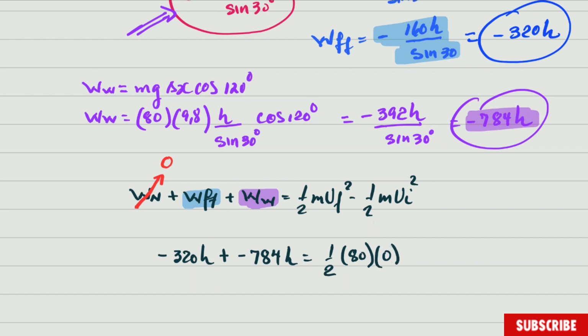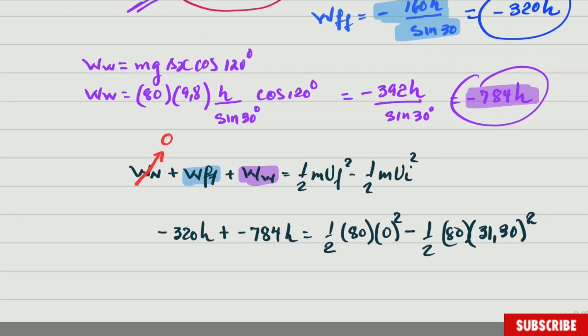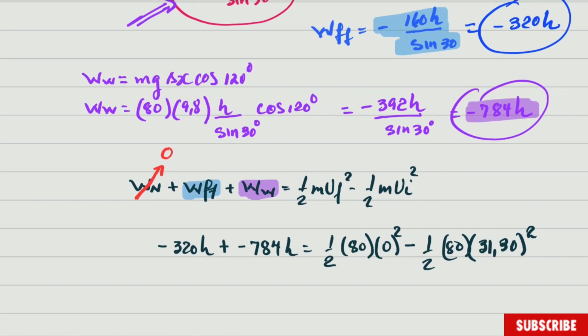In actual fact, the greatest height is when the object, in this case, stops. I'm not going to write this. Let's write the square. Half the mass is 80, and the initial speed here is the one we calculated at point C, which was 31.30 meters per second, and this is going to be squared. And guys, the rest here is the calculation.